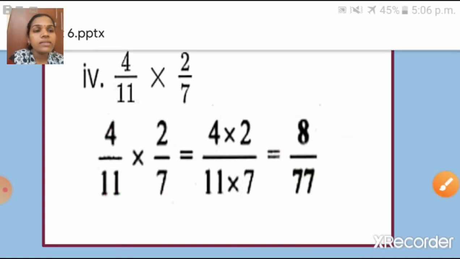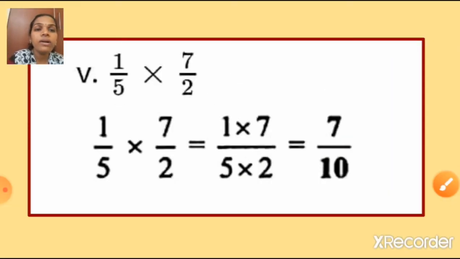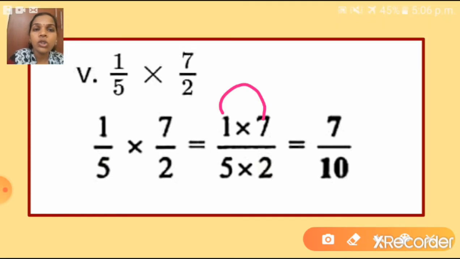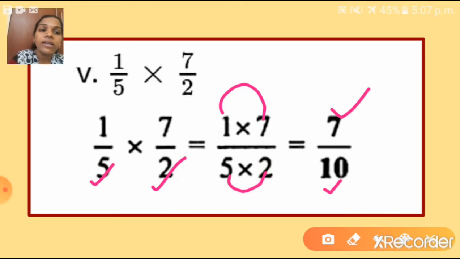Fifth sum is 1 upon 5 into 7 upon 2. Can you say now? 1 into 7, that means numerator into numerator, upon denominator into denominator, 5 into 2. Can you multiply and see the answer? 7 ones are 7 upon 5 twos are 10. Very good. 7 upon 10. Can you simplify? No. So your answer is 7 upon 10. Understood, children?